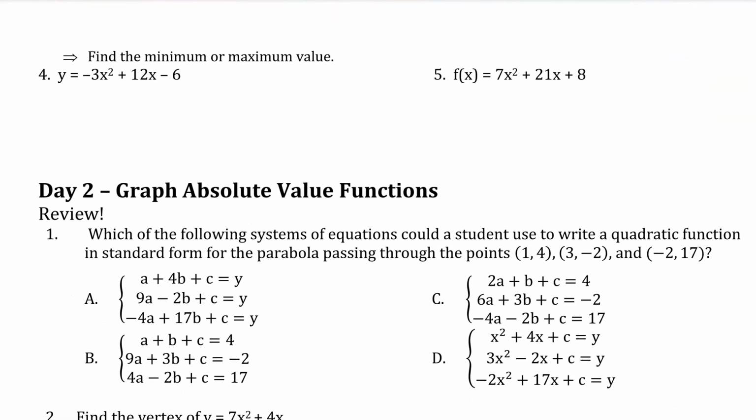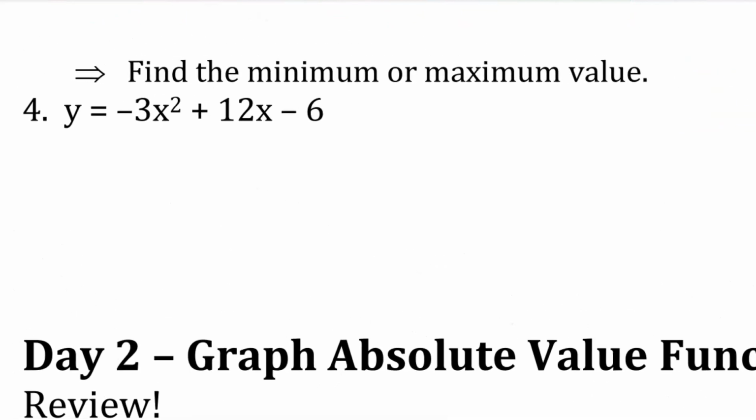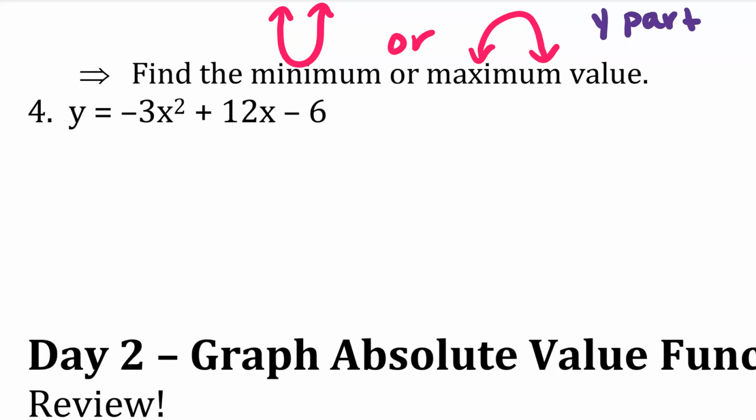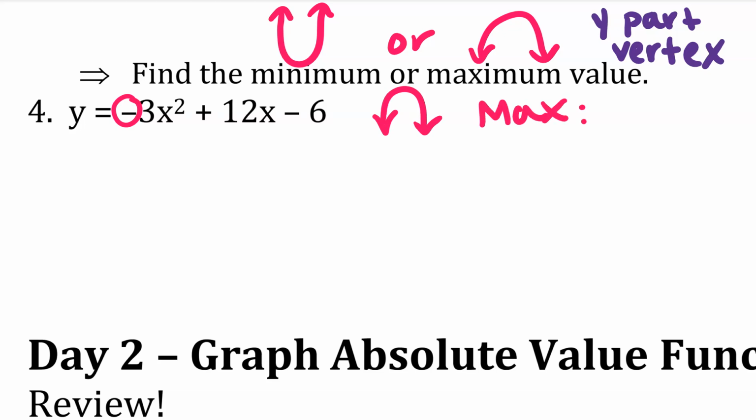Okay. 4 and 5, you need to find the minimum or maximum value. So first you need to ask yourself if your parabola is upward or downward, okay? And then we're going to find the y part of the vertex on these. Okay. So number 4, there is a negative in the front. So I know my parabola is facing downwards, so I am going to have a maximum on this one.